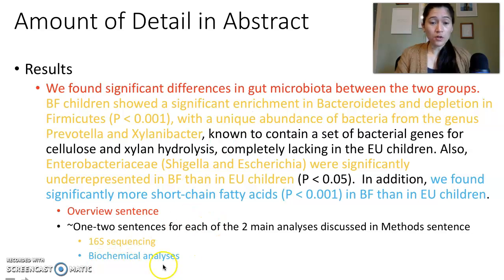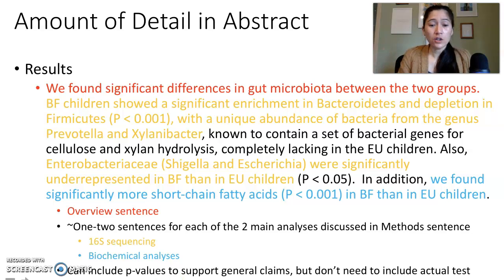And then in blue, I have the results of the biochemical analyses. So that biochemical analyses is what was focused on determining whether there were differences in the short-chain fatty acids that are produced by those different bacteria in the children from the different geographic regions. So you might want to say in the results portion of the abstract whether those short-chain fatty acids were more abundant in one group than the other.